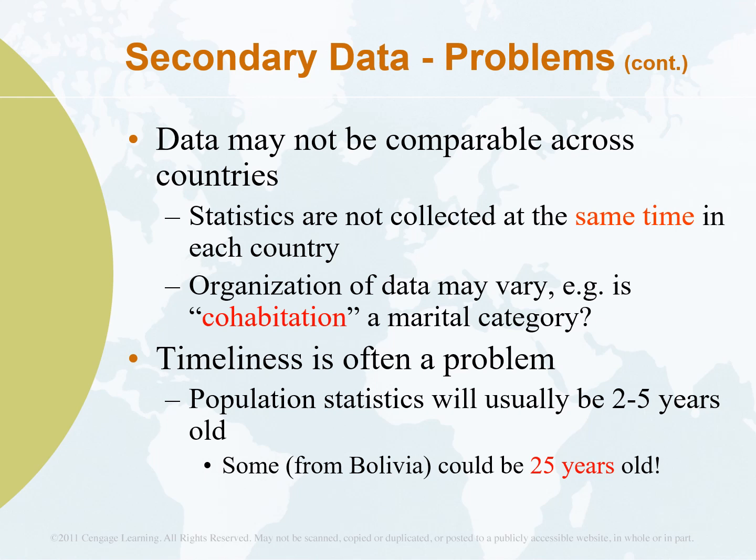Timeliness is often a problem. Population statistics will usually be 2 to 5 years old. For example, in this country, we conduct our census every 10 years. Now it is 2023, and the last one we had was 2020, so we are between 2020 and 2030. So the data we have is already 3 years old. Some countries like Bolivia could be 25 years old before they conduct the next census.